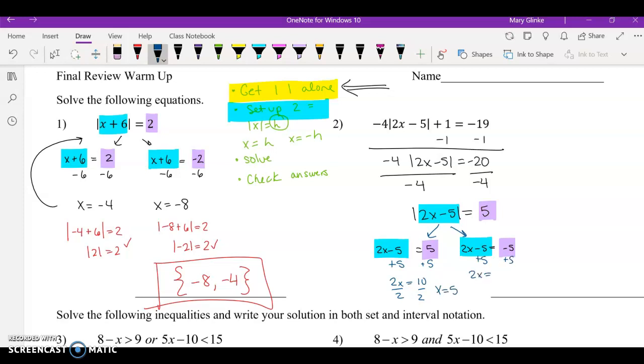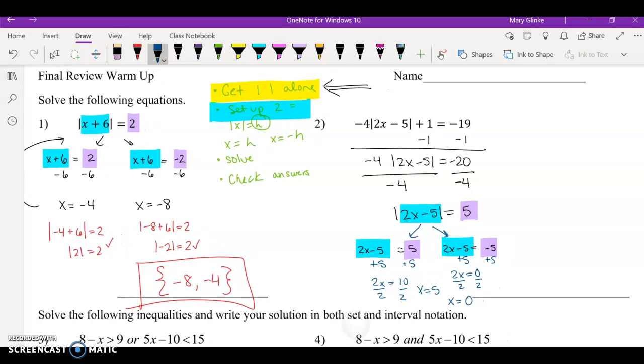And for this other one, when we do this, we get a weird answer here. -5 plus 5 equals 0, and that's okay. We can do 0 divided by 2. We would end up getting 0 as our answer. So right now we have x equals 5 and x equals 0.